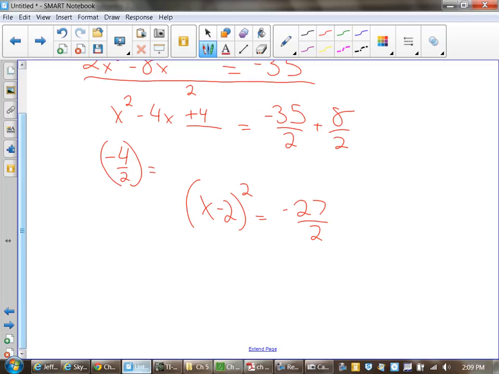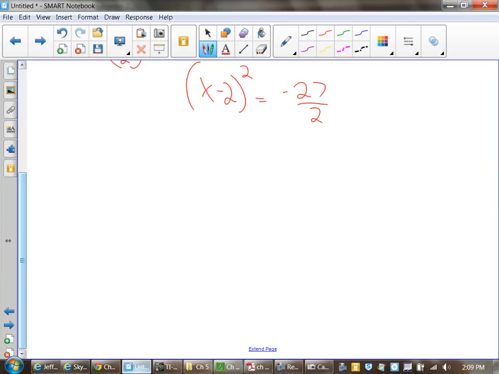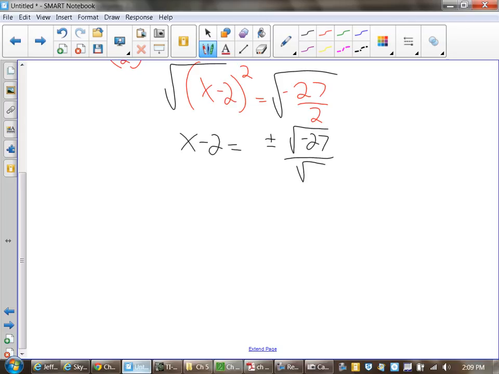Now I have to take the square root before I do everything else. When I take the square root of both sides, when you take the square root of a fraction, make sure you write it like that, to remind yourself that you'll have to rationalize. Well, we're not done yet. 27. Is there a perfect square that you can factor with 27? 9, 3. So the square root of 27 would be 3 root 3. So the square root of negative 27 would be 3i root 3.